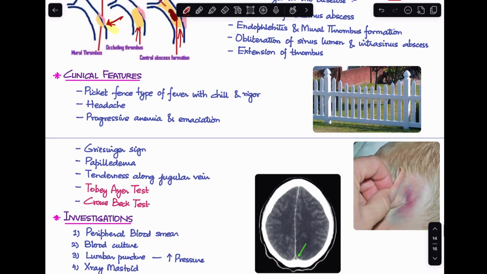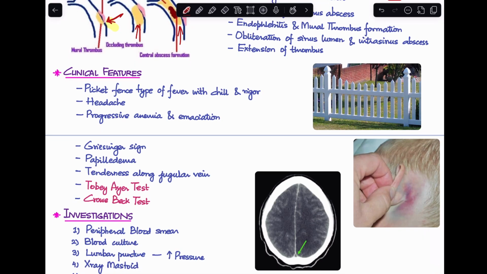Coming to clinical features, there's a very typical fever that we see over here, which is known as the picket fence type of fever, accompanied with chill and rigor. If you see the picket fence image over here, you can see how it has a peak and then it goes down, and then it again has a peak and it goes down. This is the typical feature of the fever over here, and the reason behind it is the release of septic emboli into the bloodstream at different periods of time.